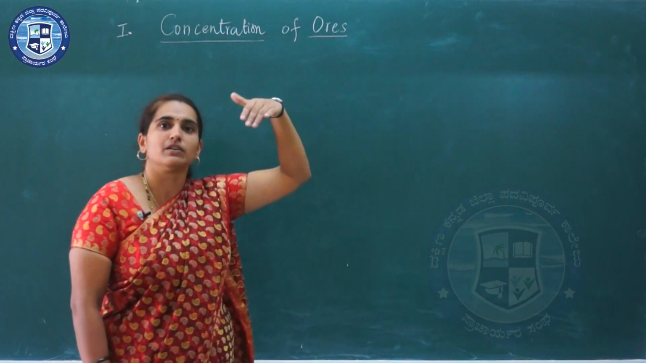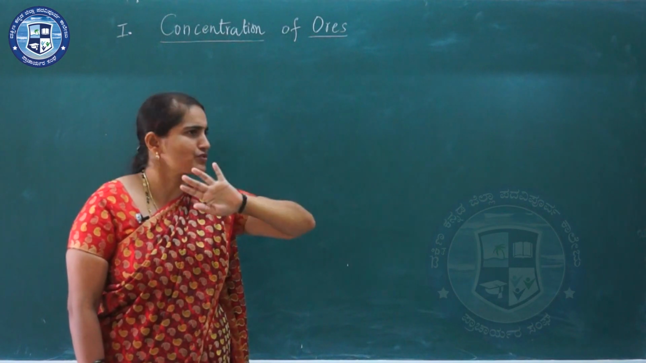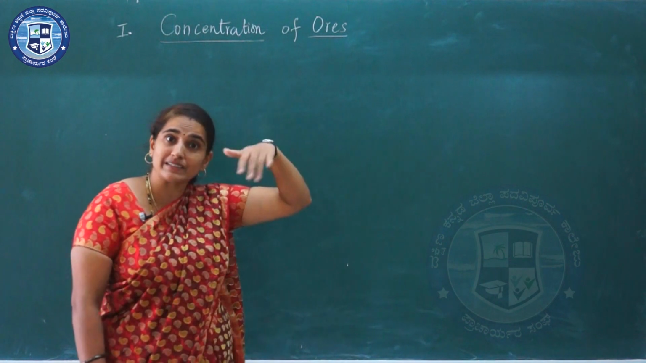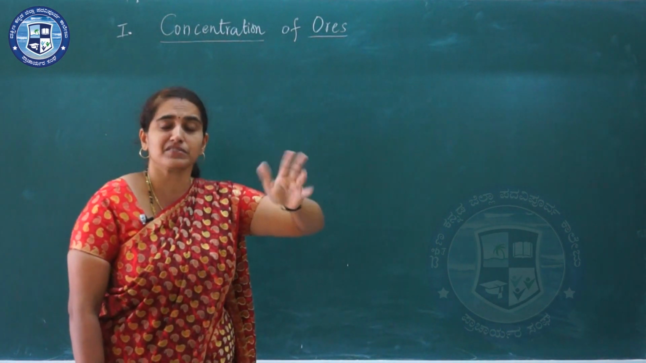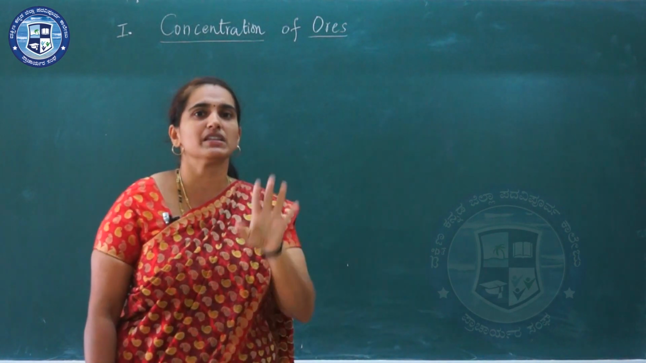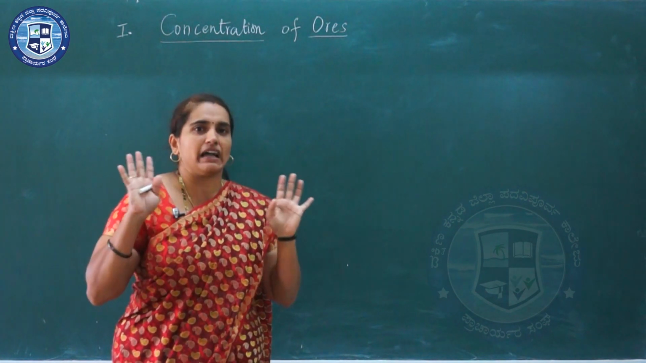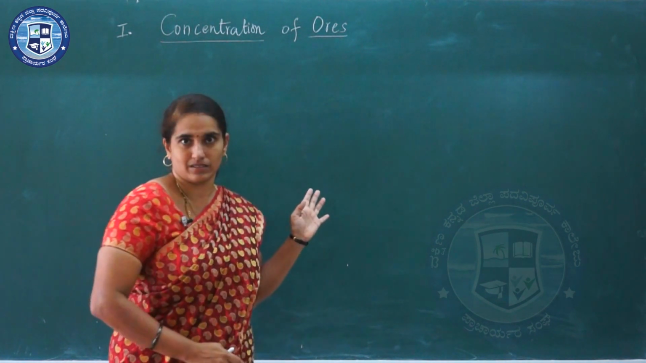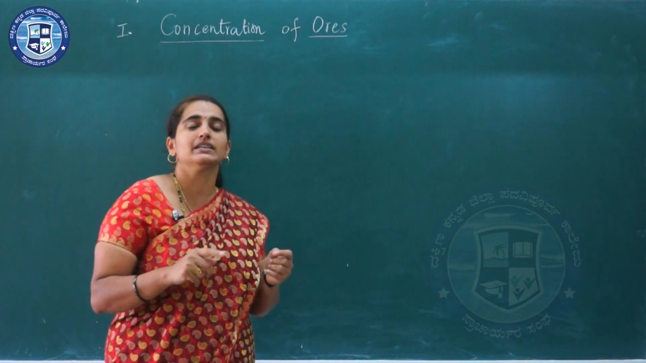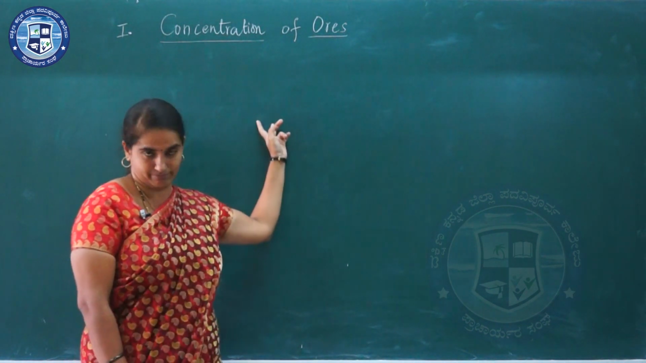It is not the one which is applicable to the English word meaning, and it is not the concentration of a solution. So this is something new. I have already said one term in the beginning, which is nothing but gangue. I don't want that gangue in my metal. So the procedure employed in the removal of that gangue is called concentration.